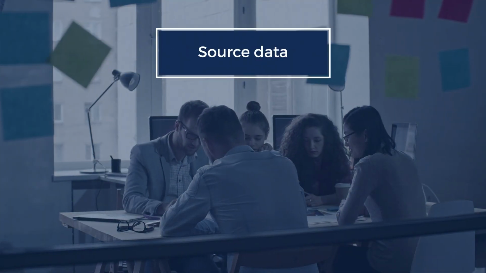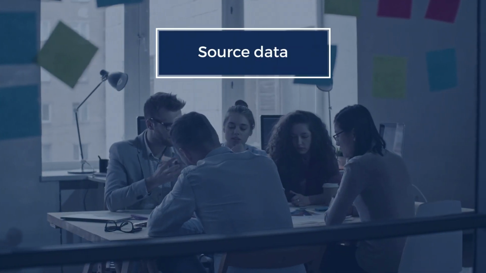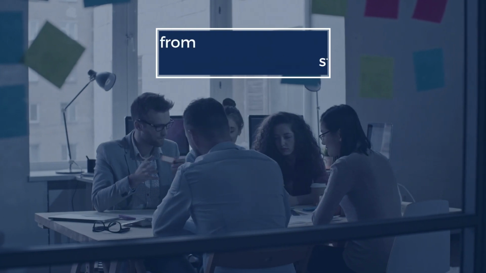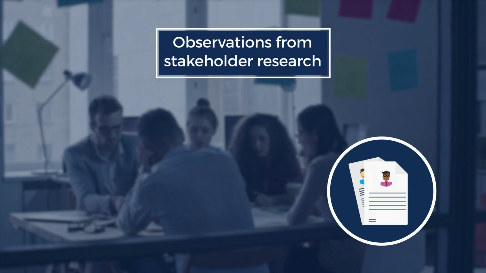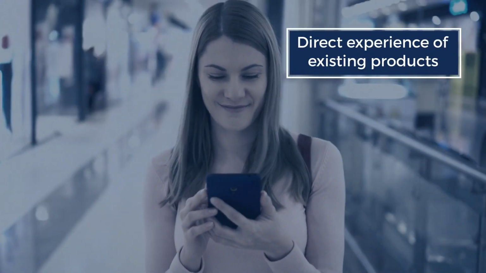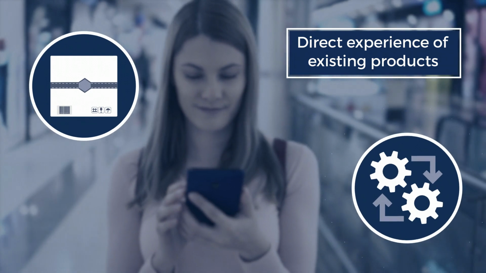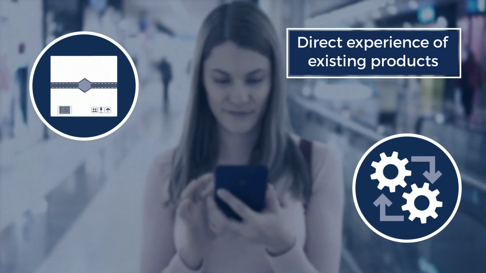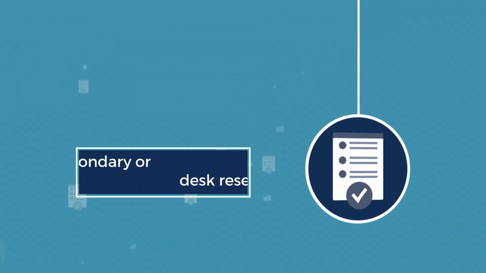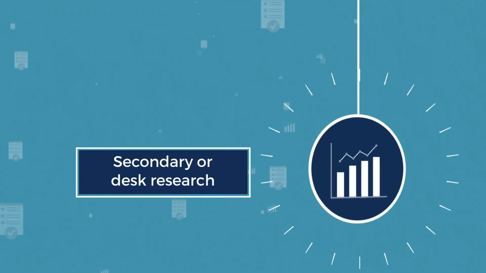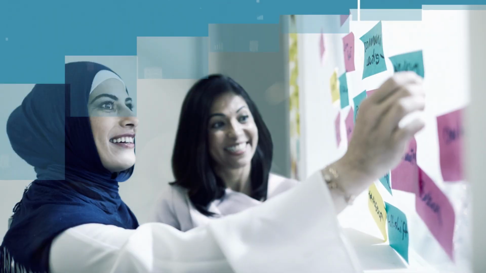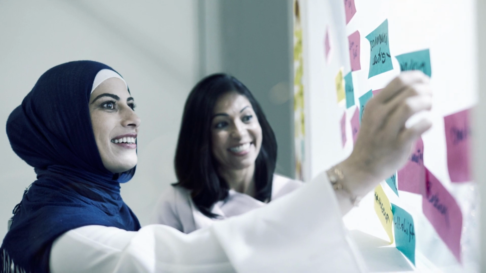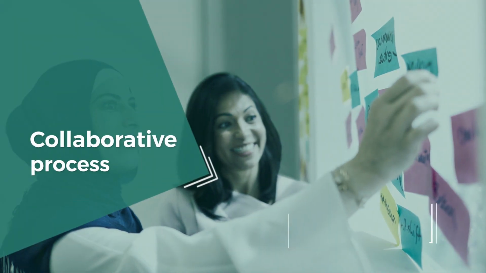Your source data for affinity clustering can come from a range of different places. Maybe it's observations from stakeholder research, like interview notes or contextual observations. It could be direct experience of existing products or systems, either your own or your competitors' offerings. Or it could be key points that you've gathered as part of secondary or desk research, market research, or competitive landscape analysis, for example.